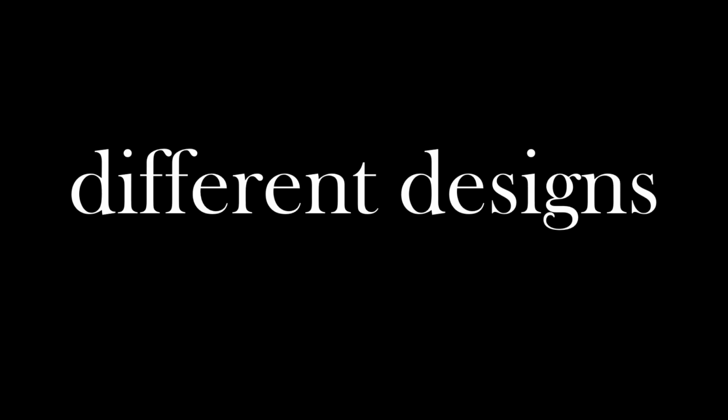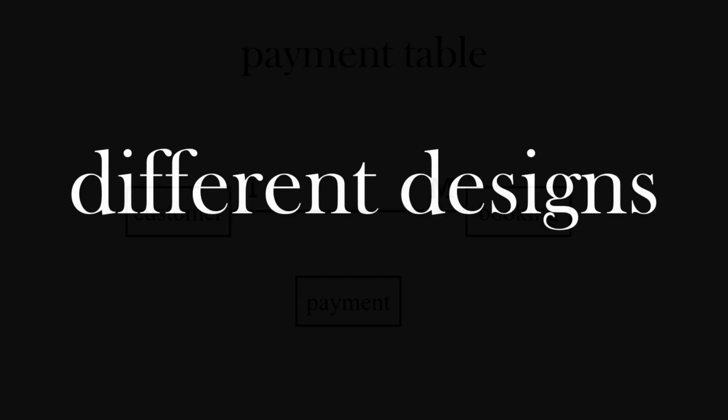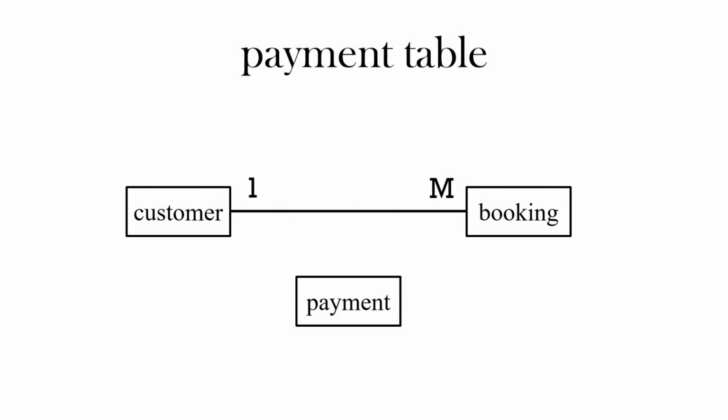Now let's have a look at some different designs which look the same in the ER diagram, but it depends on the actual design, the database itself. So what do I mean? Well, here we've got customer booking. We've got a one-to-many relationship, and somewhere along the line there's a payment. So do we have a payment table? And if we do, where does it go and what's it related to? This seems straightforward, but it's not the same for different cases. So let's have a look at some examples.